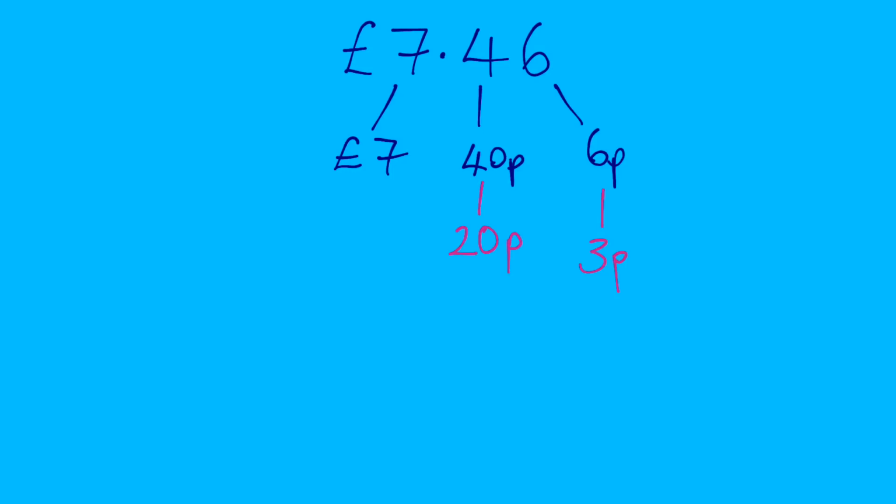Ooh, £7. Now, this was one to remember from before. Half of 7 is 3.5. So if we're talking about money, that means £3.50. Now I need to add up those amounts and put it back together again. So I've got £3.73, and that's half of £7.46.